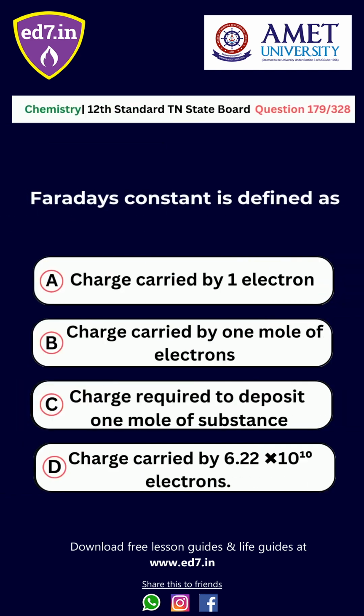Question number 179. Faraday's constant is defined as: option A, charge carried by 1 electron; option B, charge carried by 1 mole of electrons; option C, charge required to deposit 1 mole of substance; option D, charge carried by 6.022 × 10^10 electrons. The correct option is option B, charge carried by 1 mole of electrons.